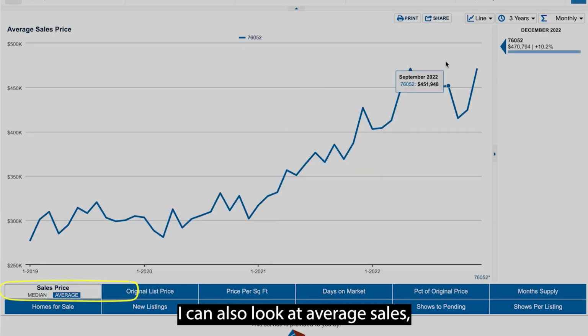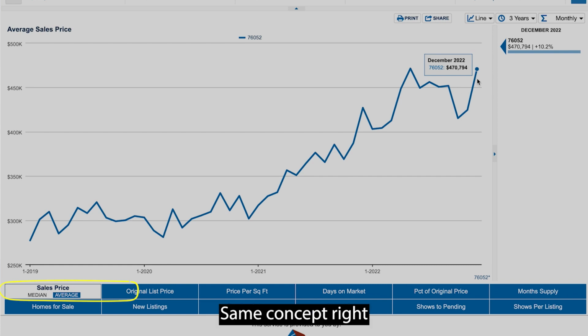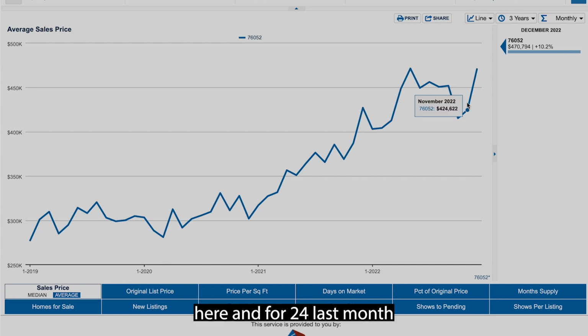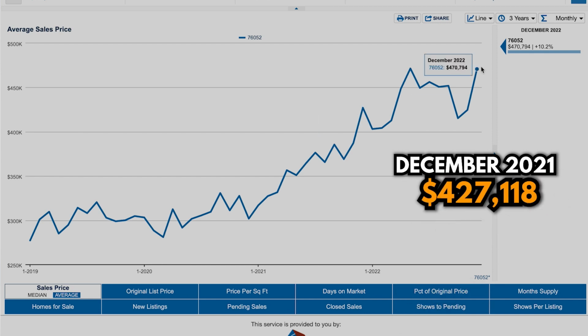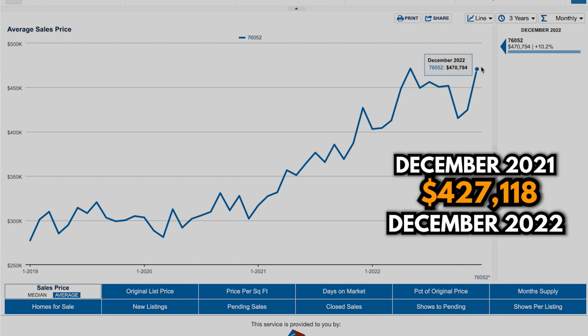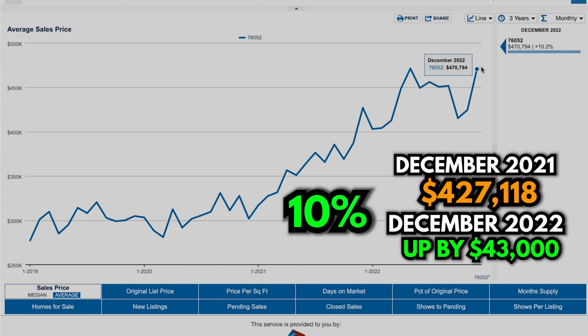I can also look at average sales, right? Same concept. It's 470 here and 424 last month. But if I look at December of 21, it's 427, 470. So it's gone up about $43,000, right, from one year to the other, which is about 10%, somewhere around there.